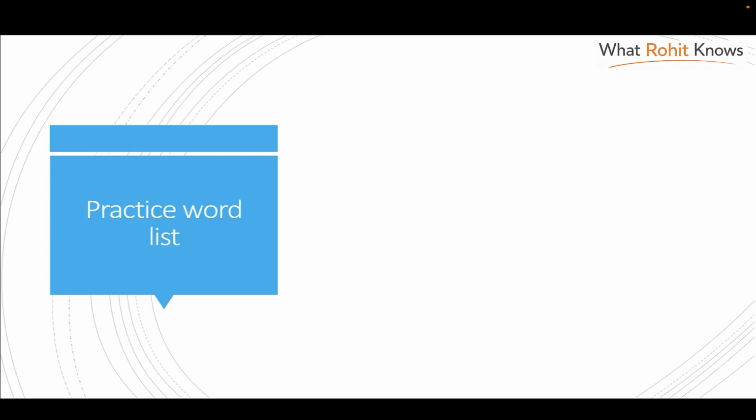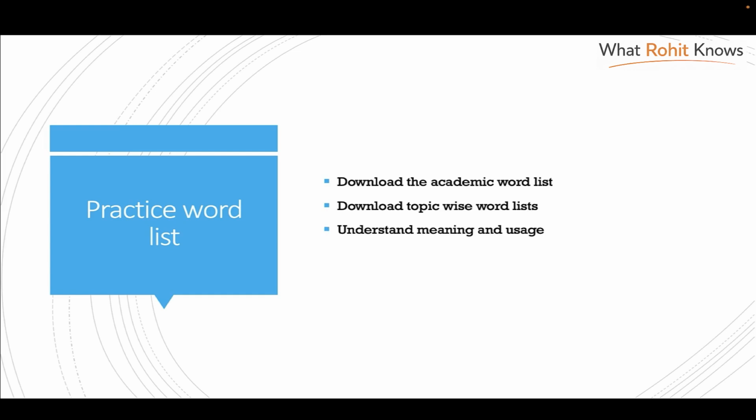Practice the word list. We have been saying this since the beginning: download the academic word list and also the topic-wise word lists, understand the meaning, the usage in sentences, and learn proper pronunciation. Just knowing the word is not enough. If I ask you what the meaning of this word is, you should be able to tell. If I ask you to explain this word with the help of a few sample sentences, you should be able to do that. And when you speak that word, you should pronounce it properly. All of that you can learn.